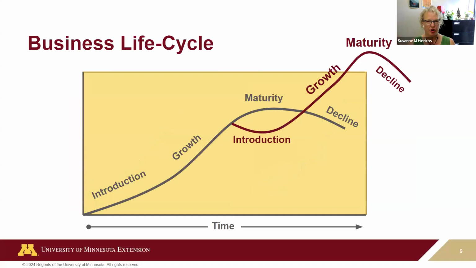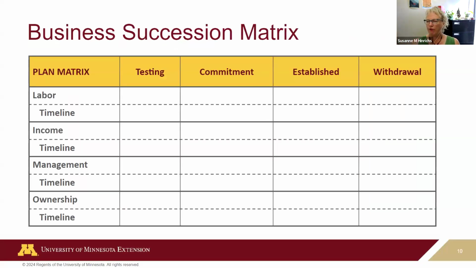So there's the maturity piece, and you can jump off into that growth part again from a really great spot. If we think about business succession on a farm in this way too, a farm transition and business succession for your farm, thinking about it in these ways with testing, commitment, established, and withdrawal, that's a great way to think about it. So let's take labor.